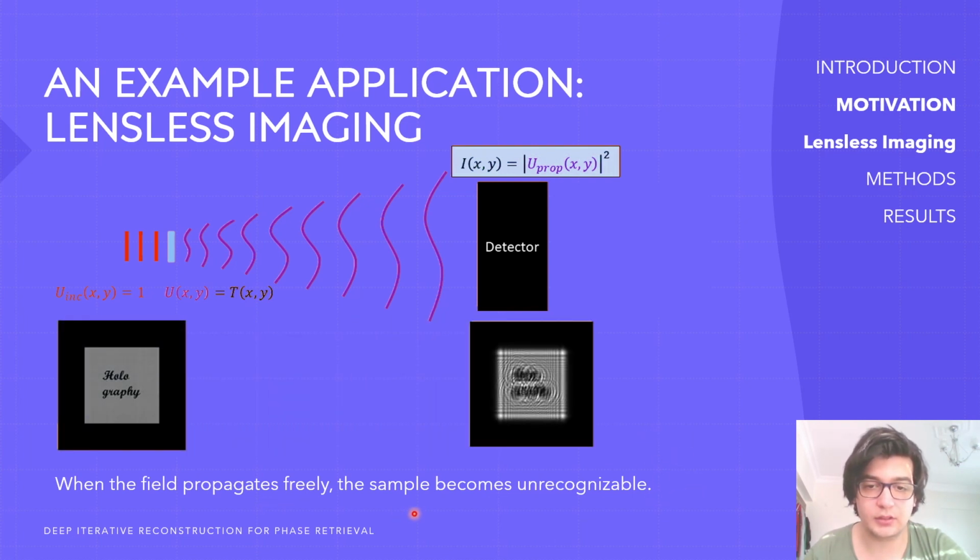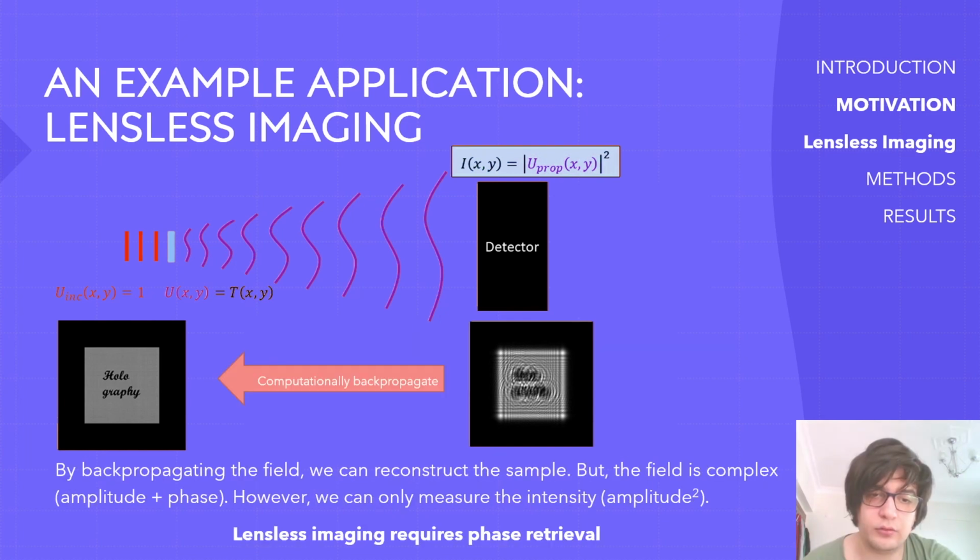I mean, this propagation causes the sample to become unrecognizable, and we want to backpropagate the recorded intensity of the fields. If we can backpropagate, we can actually reconstruct the sample transmission function. But our field is complex. It has both amplitude and phase information, but we can only measure the intensity, the squared amplitude, using our CCD sensors, for example.